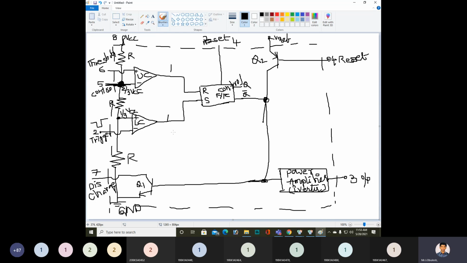So once this trigger is at VCC, that means trigger is greater than 1 by 3 VCC. Then the output value of the lower comparator equals 1. Sorry, equals 0. See, in the first case, in the upper comparator, control voltage value is greater than 2 by 3 VCC, we get 1. But here, this trigger input value is greater than 1 by 3 VCC.